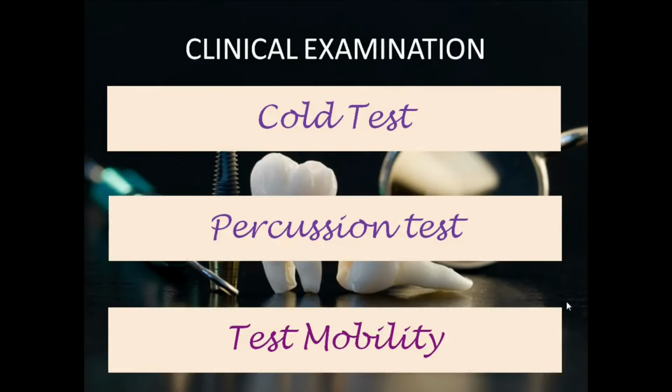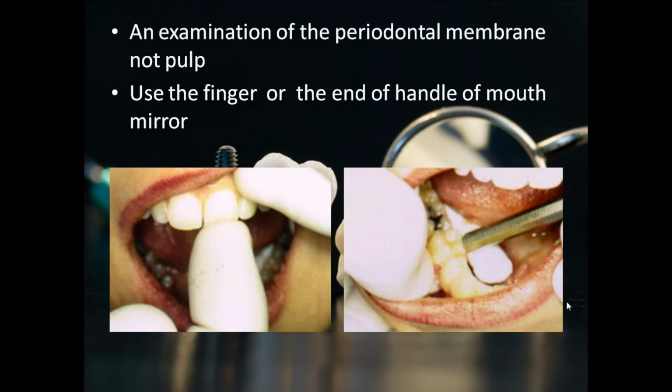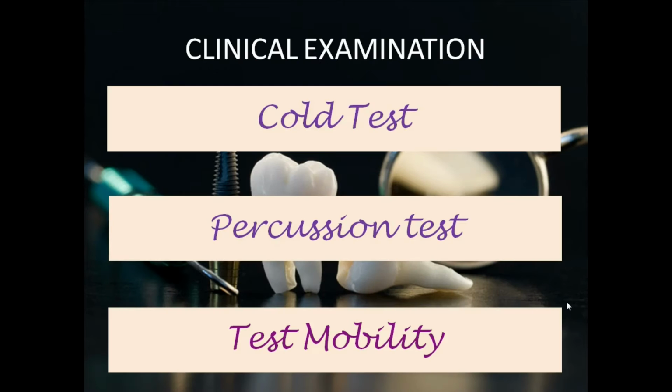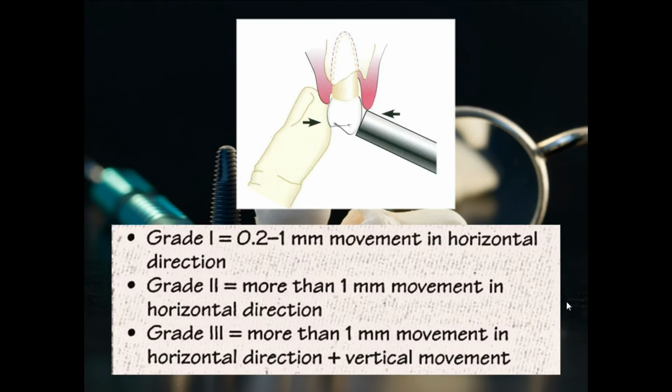For the percussion test, it is an examination of the periodontal membrane, not the pulp. You can use the finger or the end of the handle of the mouth mirror. For the mobility test, there are 3 grades. The first grade is 0.2 to 1 mm movement in horizontal direction. For grade 2, there's more than 1 mm movement in a horizontal direction. And for grade 3, there's more than 1 mm movement in horizontal direction with vertical movement.